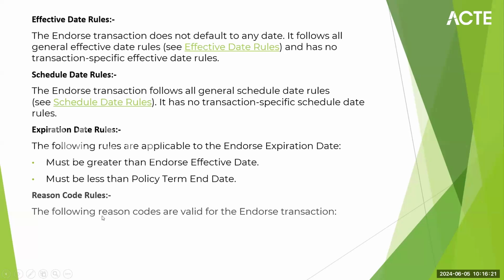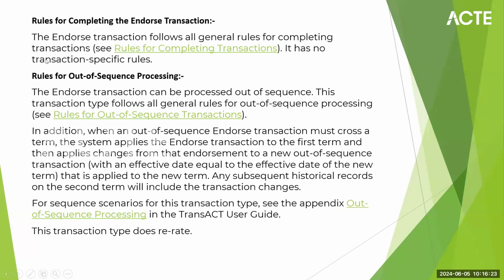Reason code rules. The following reason codes are valid for the endorsement transactions, like rules for completing the endorsed transaction. The endorsed transaction follows all general rules for completing transactions. It has no transaction specific rules. Rules for out of sequence processing. The endorsement transaction can be processed out of sequence. The transaction type follows all general rules for out of sequence processing.